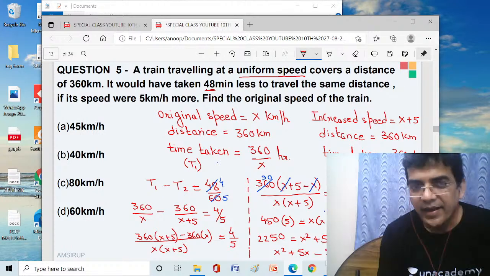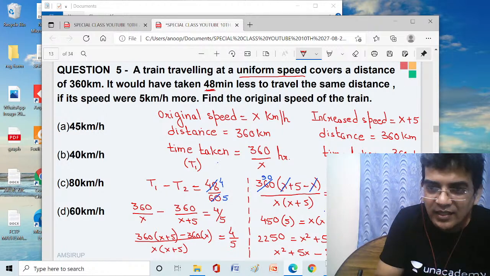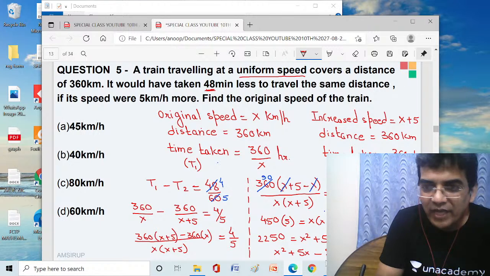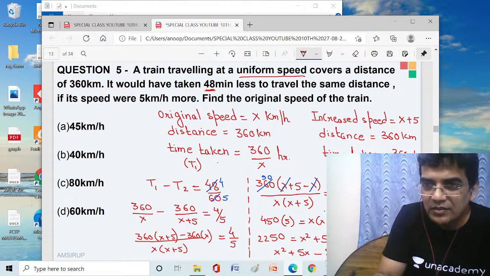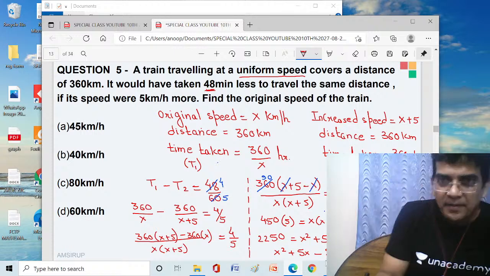See? Now, finally, we come to the last calculation, that is, we have to now factorize this equation to get the value for x. x square plus 5x minus 2250 is equal to 0. Now, we are going to use again the factorization method to solve this quadratic equation. Now for that, what I'm going to do, I will try to split this term. Now how can it be done?